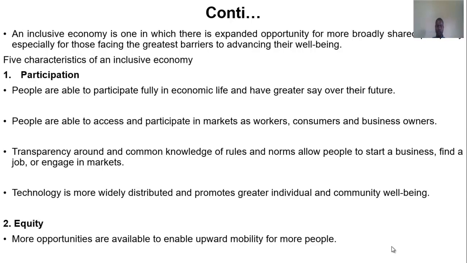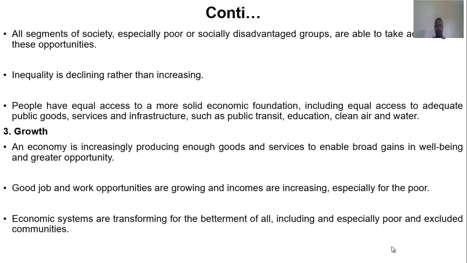Another characteristic is equity. More opportunities are available to enable upward mobility for more people. Okay, so that many people are able to move upward when they are given opportunities. All segments of the society, without any discrimination, especially poor or socially disadvantaged groups, are able to take advantage of those opportunities. Inequality is declining.